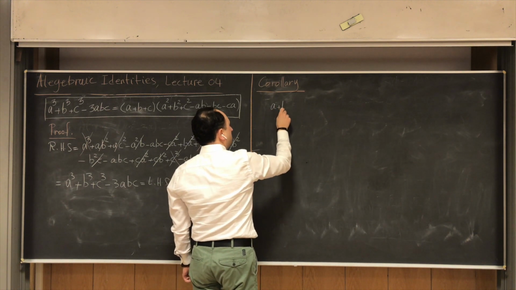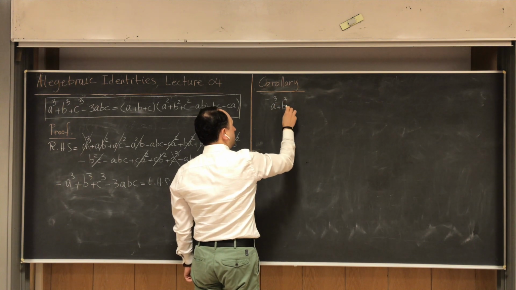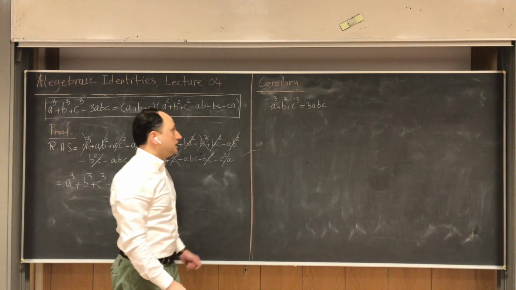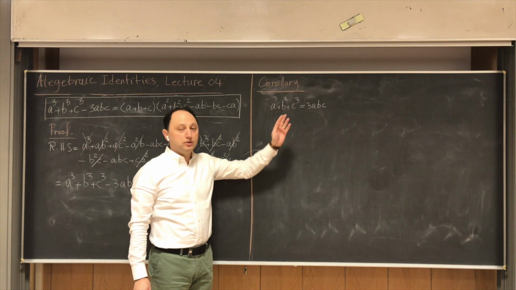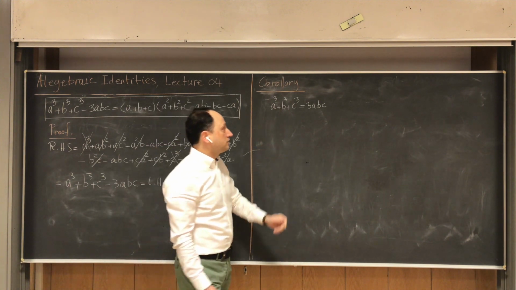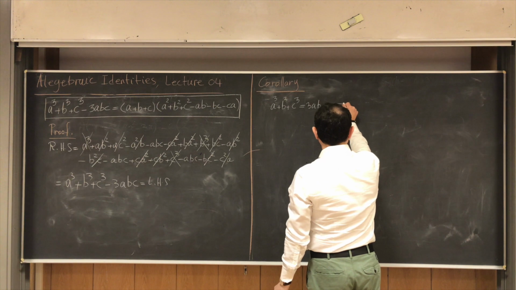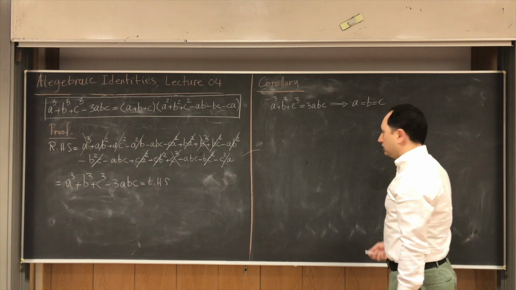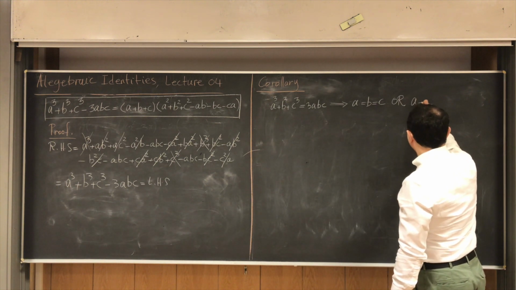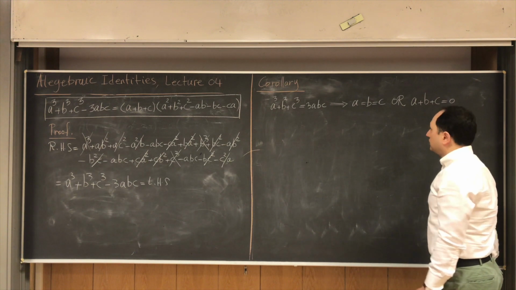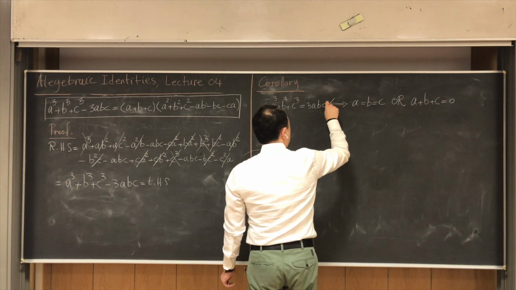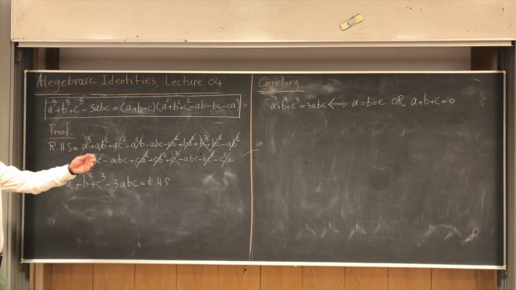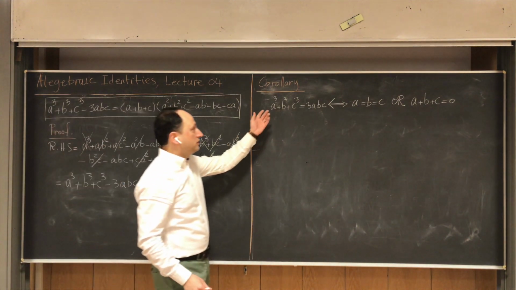If a to the 3 plus b to the 3 plus c to the 3 is equal to 3abc, if you see the sum of cubes of three numbers is equal to 3 times the product of those numbers, then you can immediately conclude either they are all equal or the sum of them is equal to 0. Okay? And the other way around. So this is an if and only if theorem. I want to talk about, this is actually the pinnacle of this session. I want you to learn this identity.